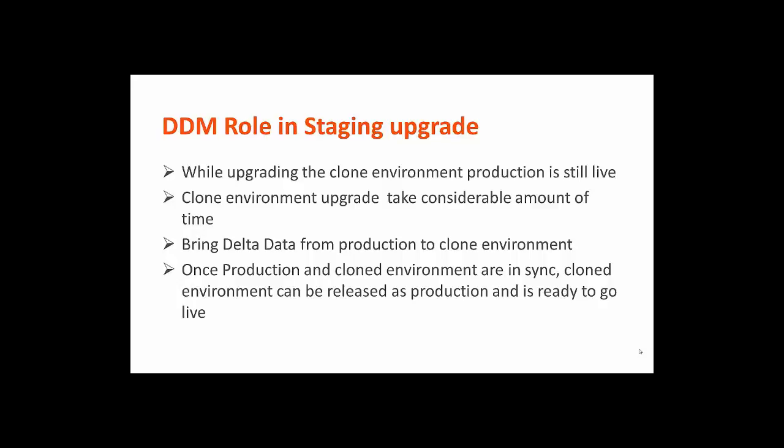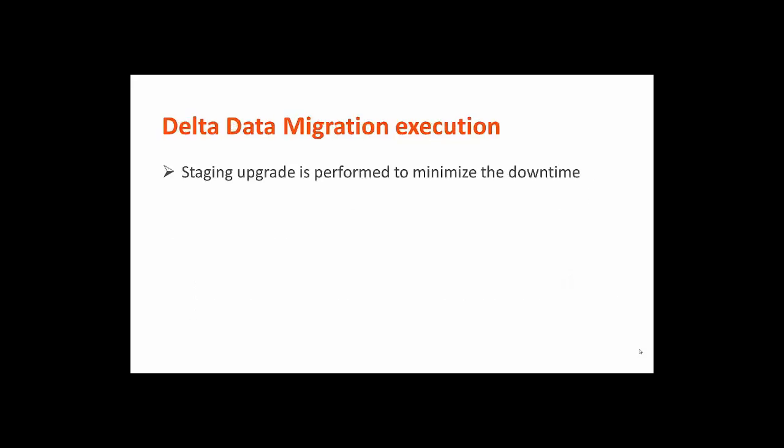As we will be switching the clone environment to be the production environment for the customer, we need to make sure there is no data loss, and so we need to bring this data from production to staging. Once this data is in place, we can take the final downtime to run CLM migration and get ready to go live. We selected the staging approach because we wanted to have minimal downtime for the customer.